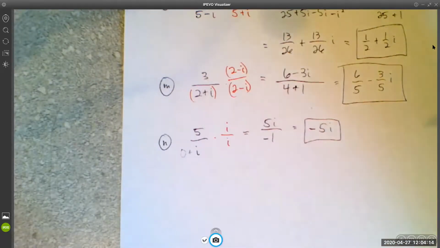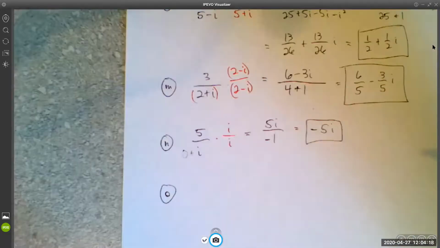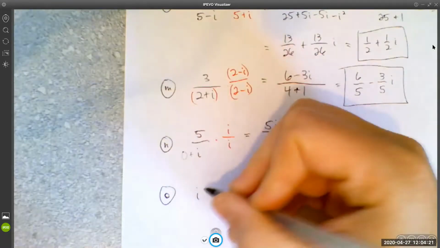I want to give you two more examples of simplifying complex numbers. We might run out of letters. No, we're almost done.